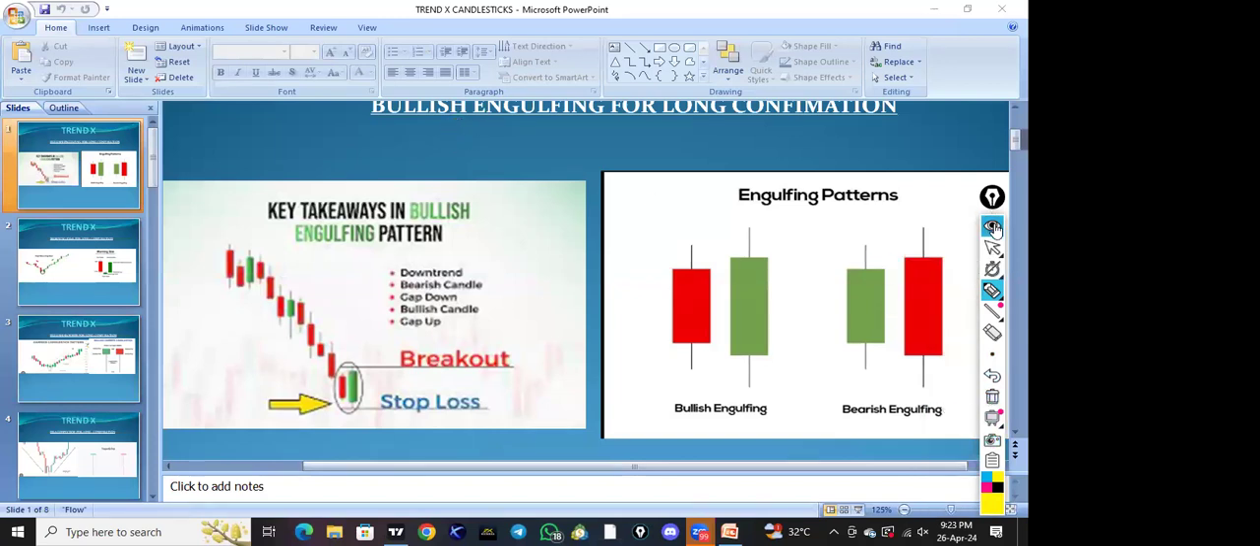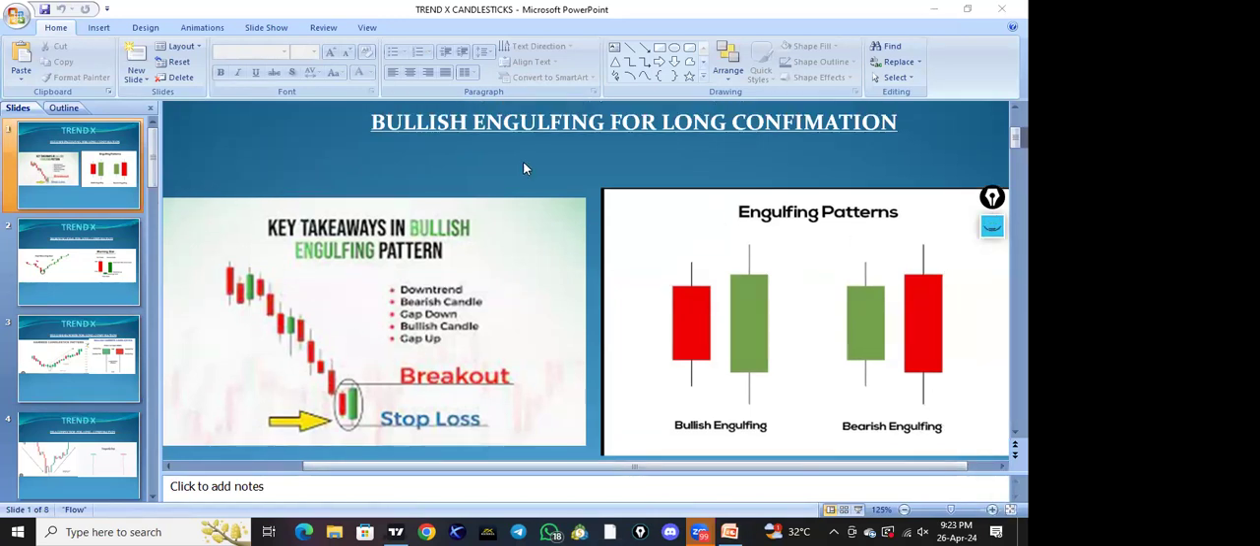Okay, this is bullish engulfing for long confirmation. See market, if we are looking for a long position, if it's coming near trend X or support near S1 anywhere, and you see a candle in this way, like the previous candle crossed and closed as a big green candle, immediately we have to take a long position.